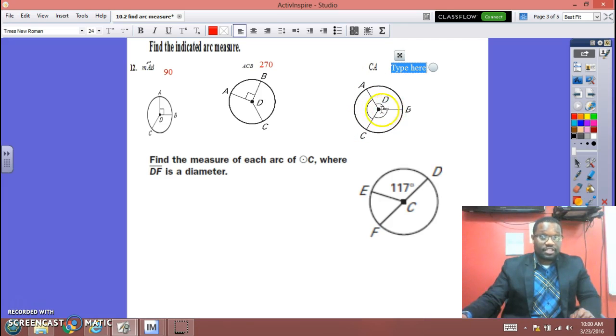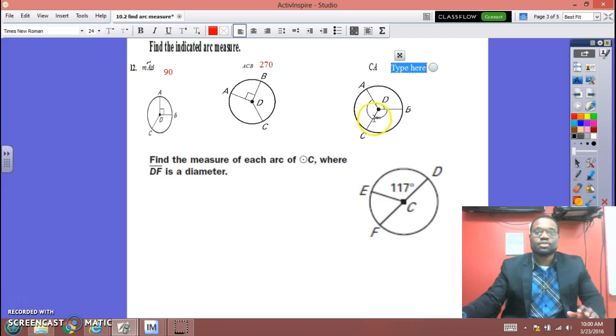Correct? What is the measure? 360 divided by 3, because this is split up into 3 equal parts. So that would be 120 for this angle, 120 for this angle, and 120 for this. How did I get 120? 360 divided by 3. Why did I do 360 divided by 3?